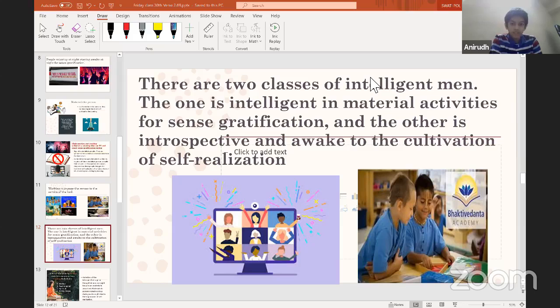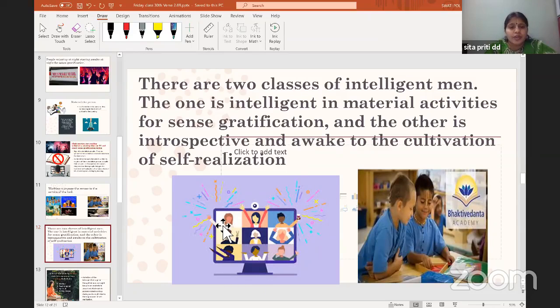The one is intelligent in material activities for sense gratification, and the other is introspective and awake to the cultivation of self-realization. Very good. See, the cultivation of self-realization. See, these kids over here, they are studying so that they can have their self-realization. They are not using their senses for their sense gratification. They are using it in the service of the Lord.